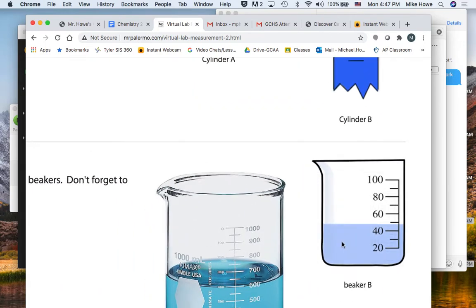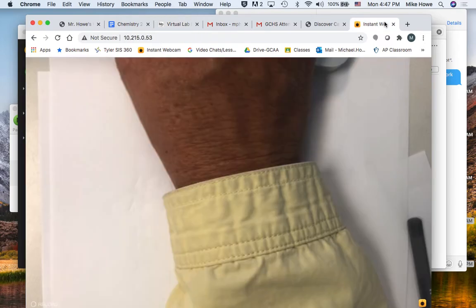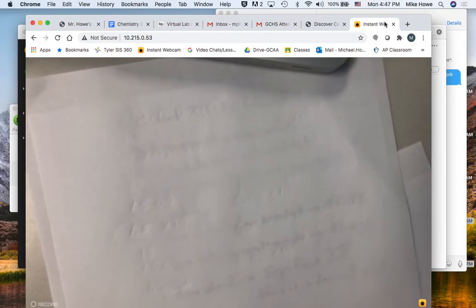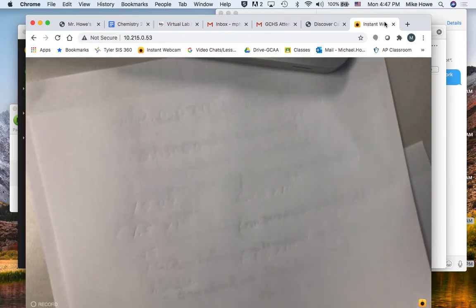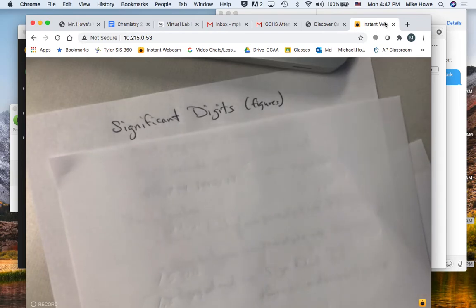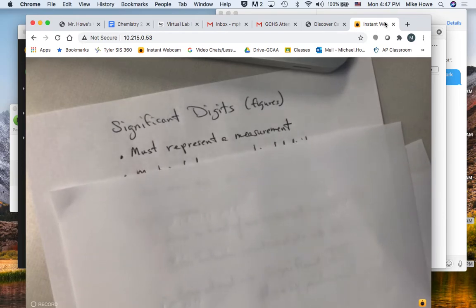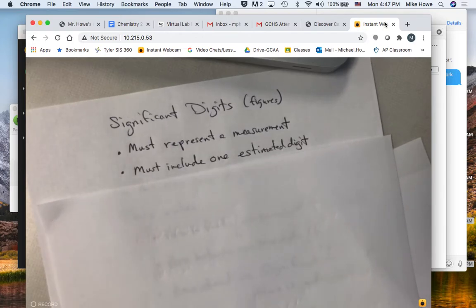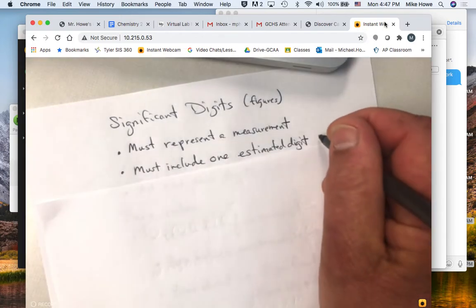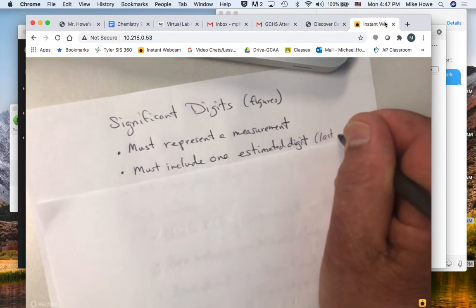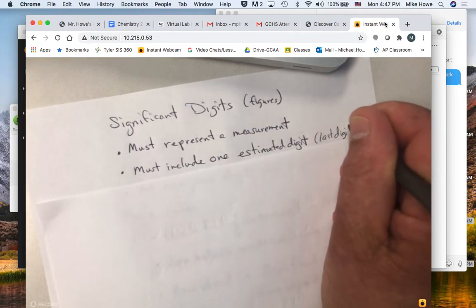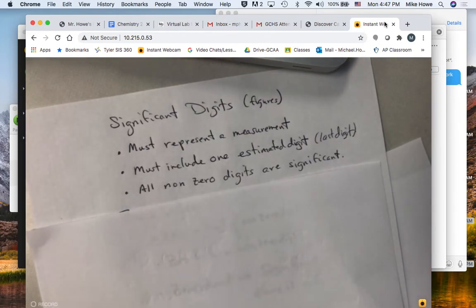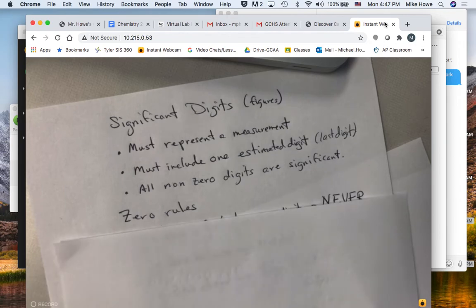So in science, when we measure things, we want to know how much we have and also how well we know how much we have. And that concept's called significant figures or significant digits. So here's some rules about them. They must represent a measurement and they include an estimated digit, and that will be the last digit that is estimated. And we need to know that any digit that's not a zero is significant.